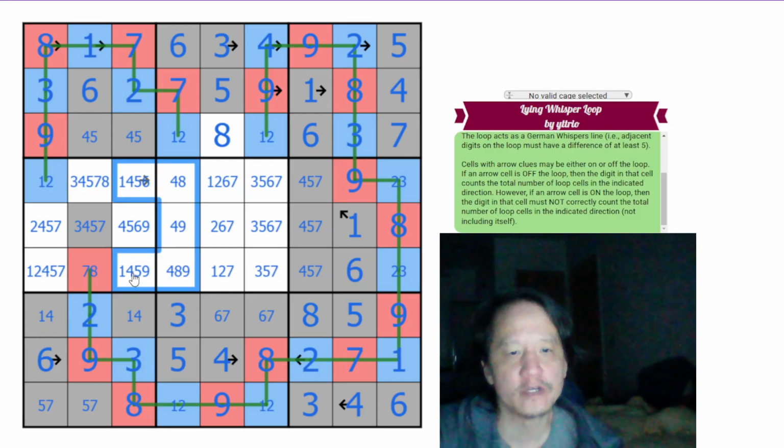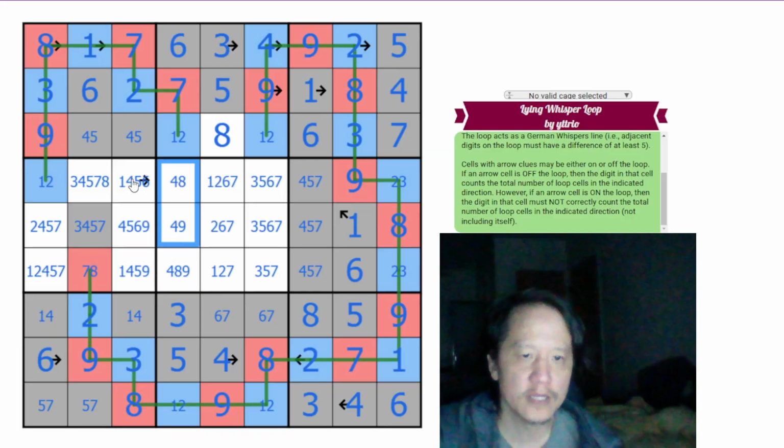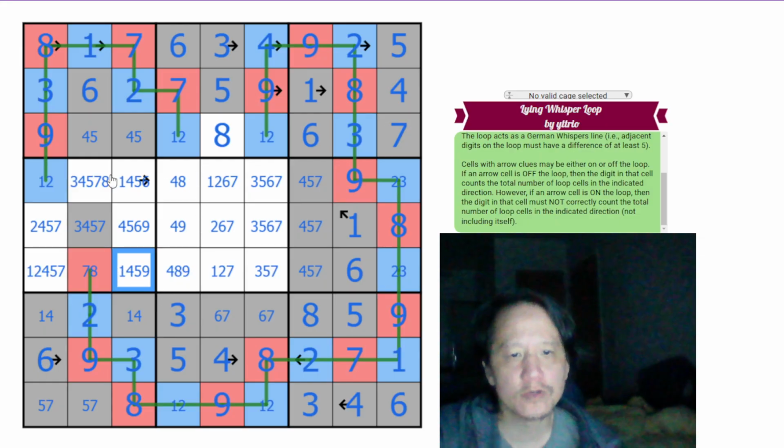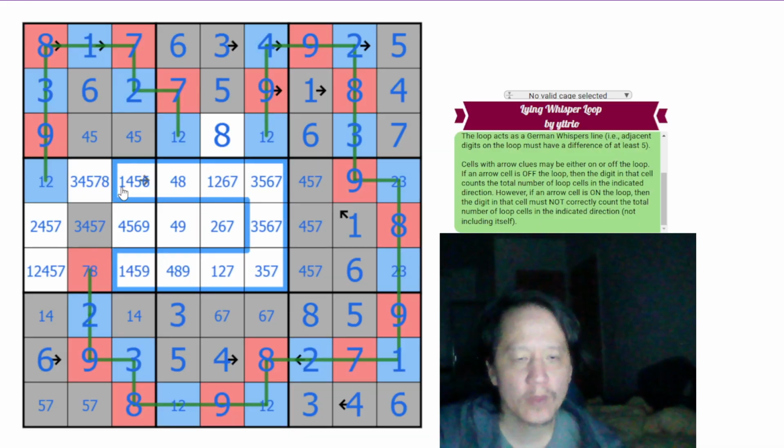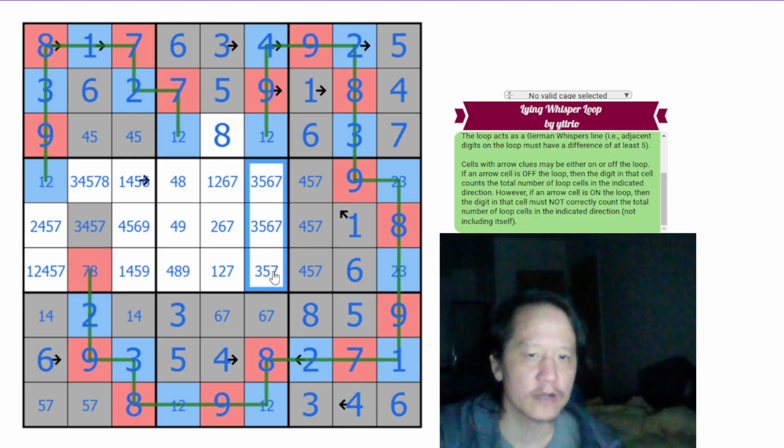Can it go this way? I don't think so. 1, 8, 4. No. That just doesn't work. So 1, 8, 2, 7, 1, 8 or 9, but then that would be 4. Yeah, so it can't go this way either. And then I'm pretty sure it can't go this way. So we have 1, 8, 2, 7, 3. No, it can't go this way. Yeah, so it has to go this way.